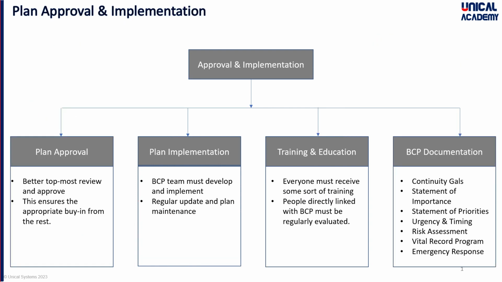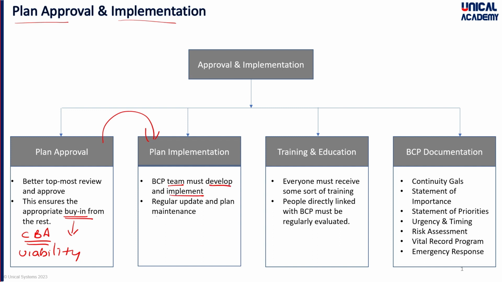Now we are in the last and final section, the fourth section of BCP: plan approval and implementation. What is plan approval and implementation? The first critical aspect is getting the buy-in of the senior leadership, mainly on the cost benefit analysis and the viability. Once this is approved, work on the serious steps on how to develop and implement.